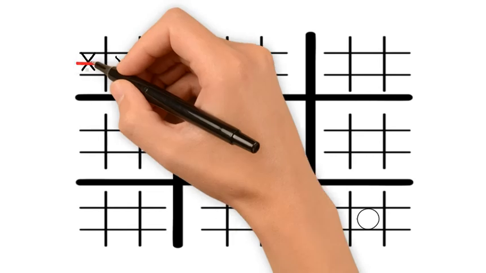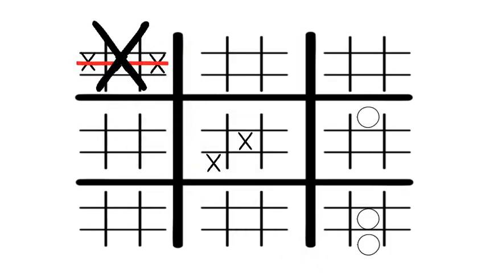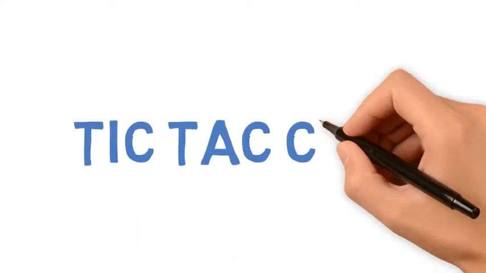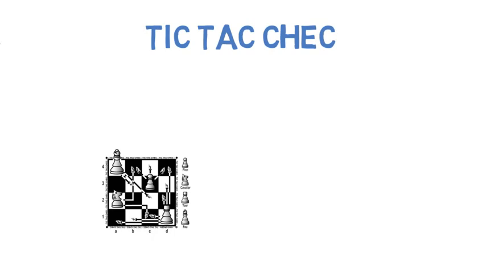The game continues until a player completes 3 fields in a row, column or diagonal. In that case, player X wins. Tic-Tac-Chec, which is called mini chess. It's a normal chess, but the target is to collect 4 pieces in a row, diagonally, vertically or horizontally.